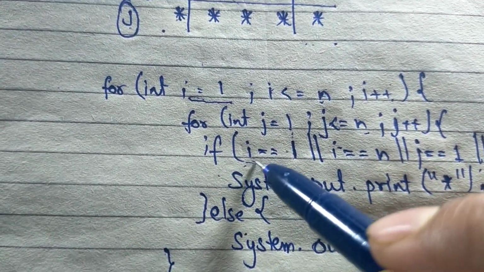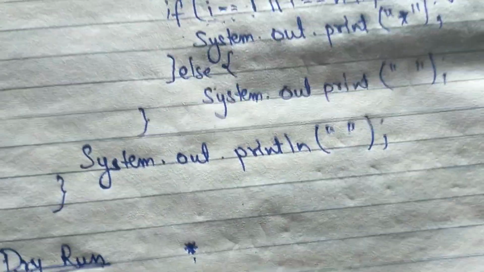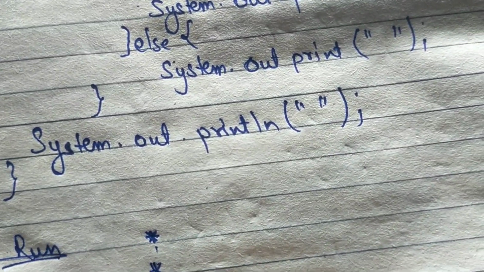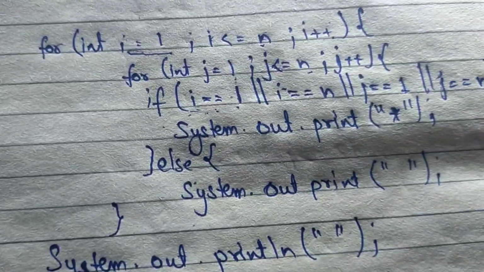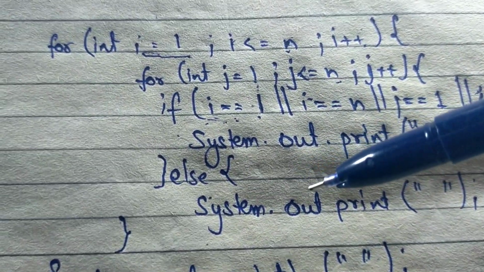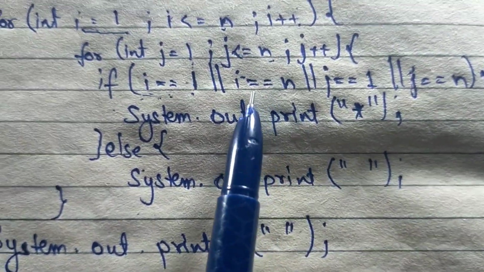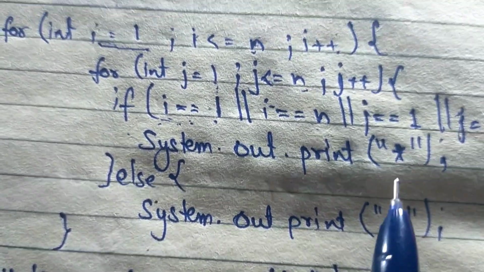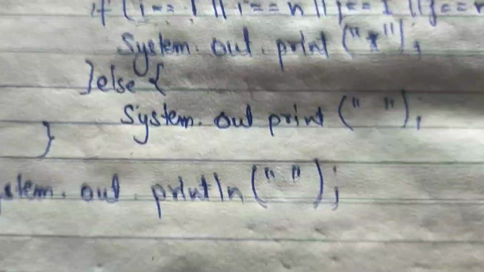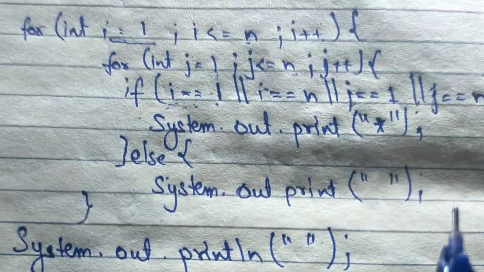If i equals 1, so what would we do? We are printing stars. 2, 3, 4, there are 5 stars. We are printing only stars. Similarly, if i equals n, we are printing stars. Next, if j equals n, we are printing this star. So it is for the first row.